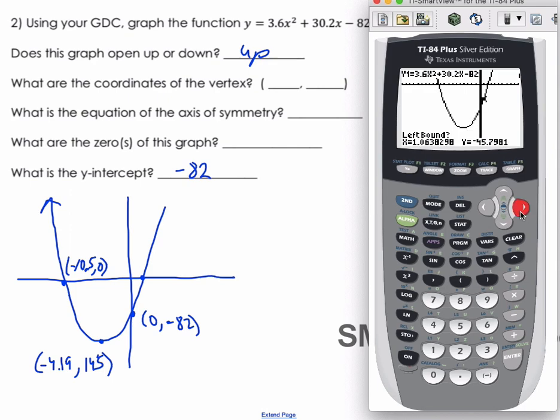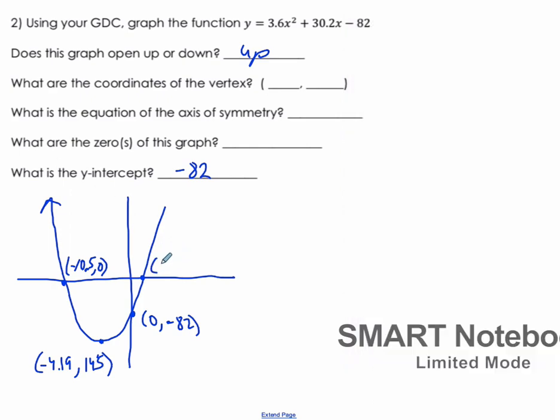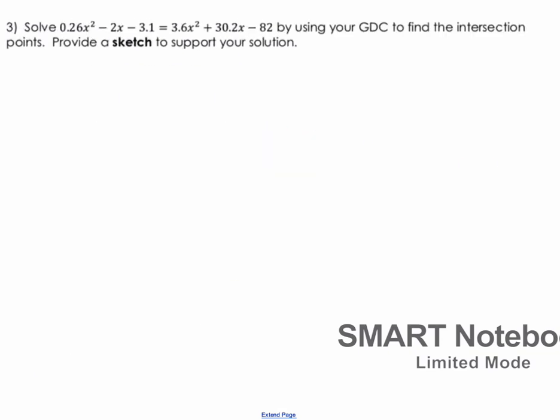Okay, so we're to the left, and go to the right, press enter, and go over to it, press enter again, you get 2.16, so that's 2.16 comma 0. And I'll fill this stuff in here. This is negative 4.19 and 145. So the axis of symmetry is x equals negative 4.19. And the zeros of the graph are negative 10.5 and 2.16. Okay, the last one.